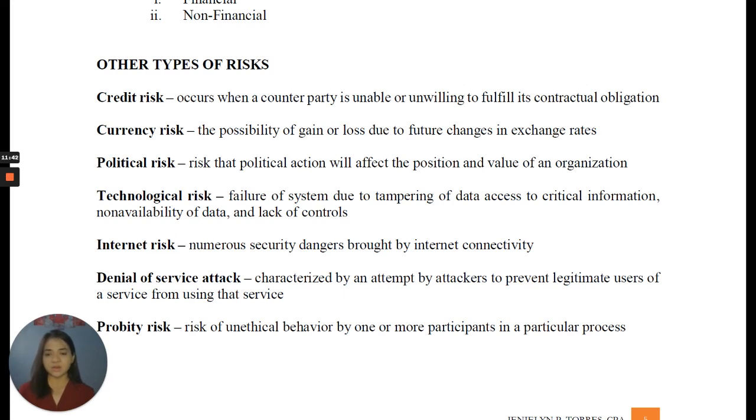Technological risk is the failure of system due to tampering of data, access to critical information, non-availability of data, and lack of controls. Internet risk is the numerous security dangers brought by internet connectivity. Denial of service attack is characterized by an attempt by attackers to prevent legitimate users of service from using that service. Probity risk is a risk of unethical behavior by one or more participants in a particular process.